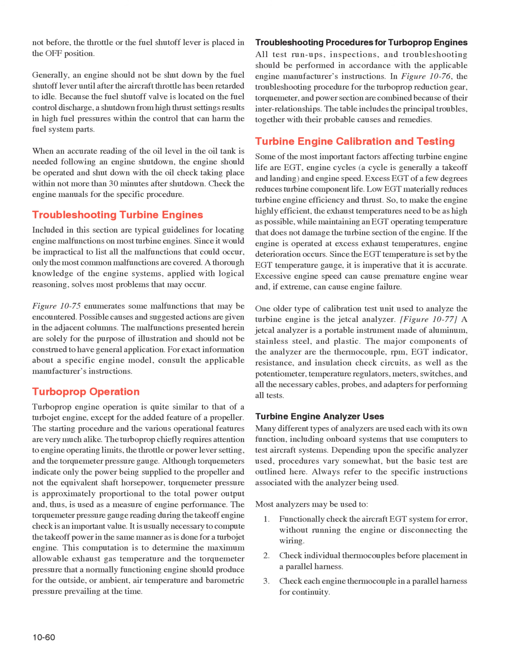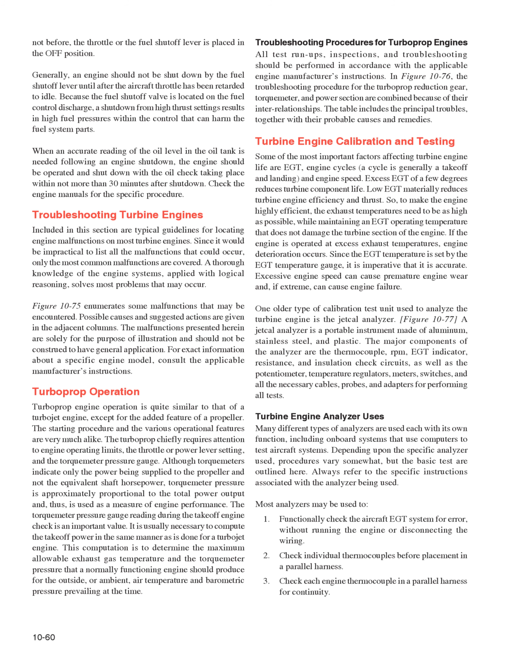Turbine engine calibration and testing. Some of the most important factors affecting turbine engine life are EGT, engine cycles (a cycle is generally a takeoff and landing), and engine speed. Excess EGT of a few degrees reduces turbine component life. Low EGT materially reduces turbine engine efficiency and thrust.